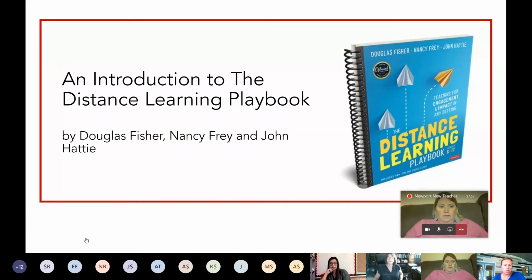If you've been in a recent PD with us, you may have heard us mention this book before, the Distance Learning Playbook. It came out this summer. I have a feeling that these authors, Douglas Fisher, Nancy Frey, and John Hattie, had probably already started thinking about this book in the spring, and Corwin worked really hard to get it published quickly. This book just came out in July.